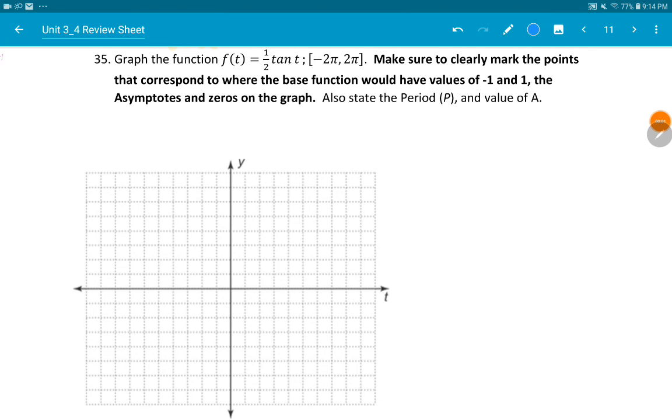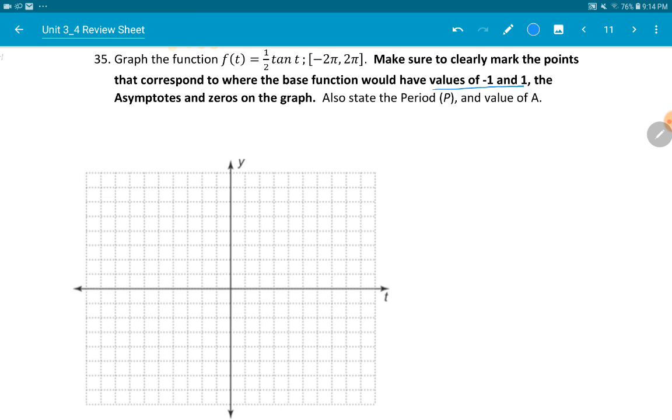All right, in Unit 3-4 review sheet number 35, we're going to graph the function y equals half tan t on the interval of negative 2 pi to 2 pi. With these tan functions, it's important to mark the point that corresponds to the base function where the values are negative 1 and 1. That's basically where it's a and negative a. The asymptotes and the zeros, so make sure those are clearly labeled.